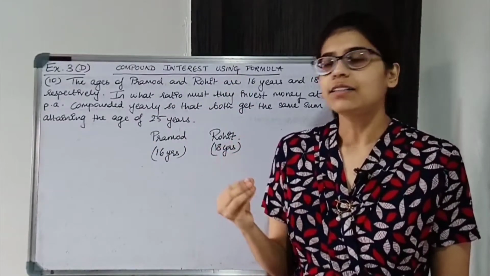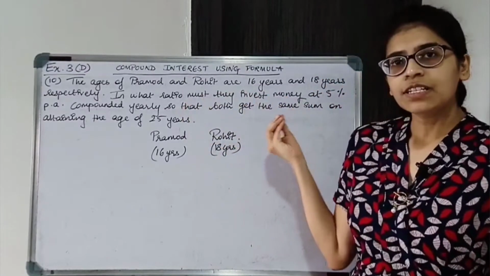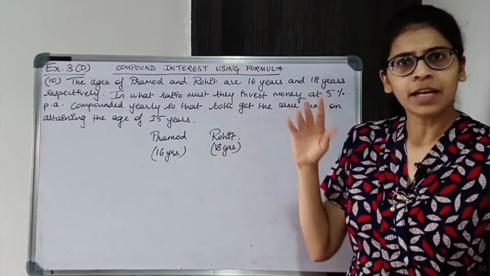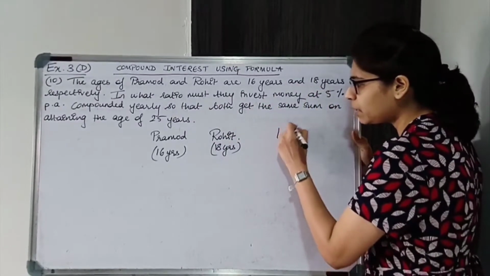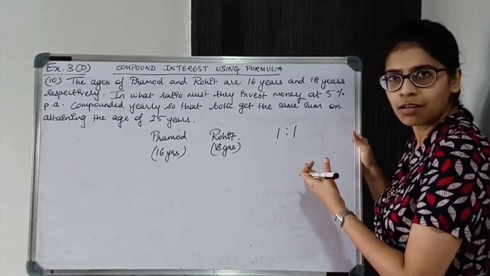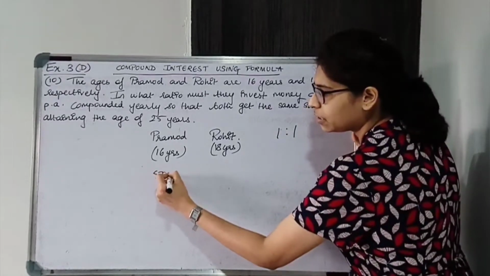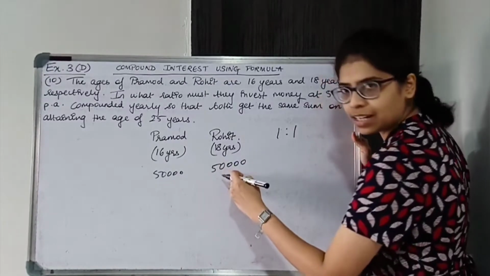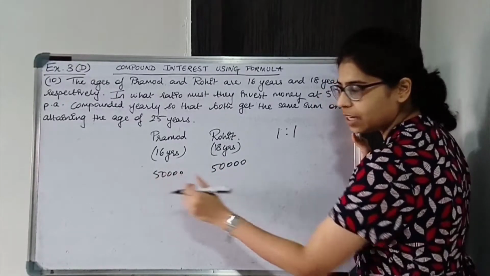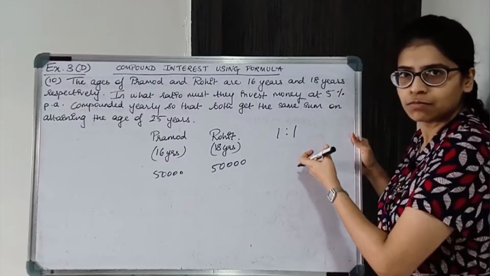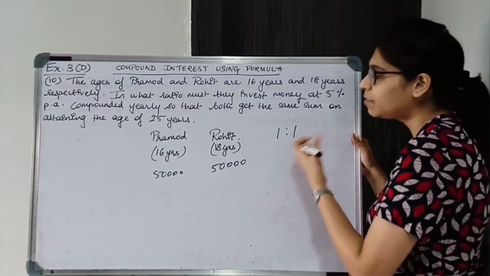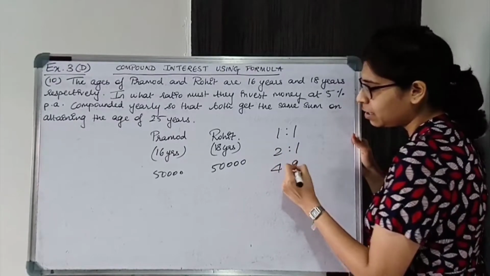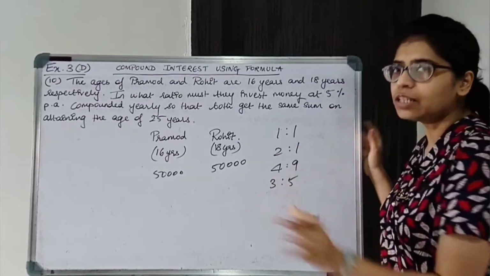That is, whether the sum of money invested by both of them is same or not is not given over here. It can be anything. If it is same, it will be 1:1. Let's say Pramod invested 50,000, Rohit also invested 50,000. So if you take the ratio, 50 upon 50 gives you 1:1. It can be anything. It can be 1:1, it can be 2:1, it can be 4:9, it can be 3:5, anything.